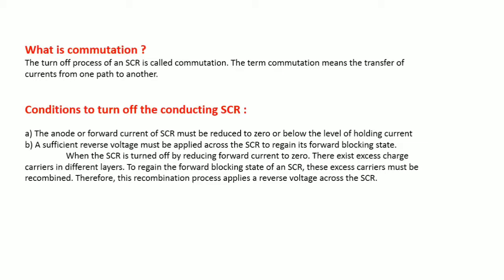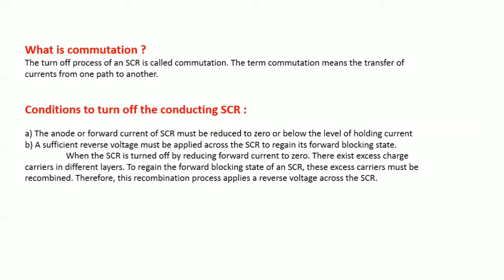There are basically two essential conditions to make the device turn off. Number one, the anode or the forward current of the SCR must be reduced to zero, or it should be below the level of holding current. And second, a sufficient reverse voltage must be applied across the SCR to regain its forward blocking state.